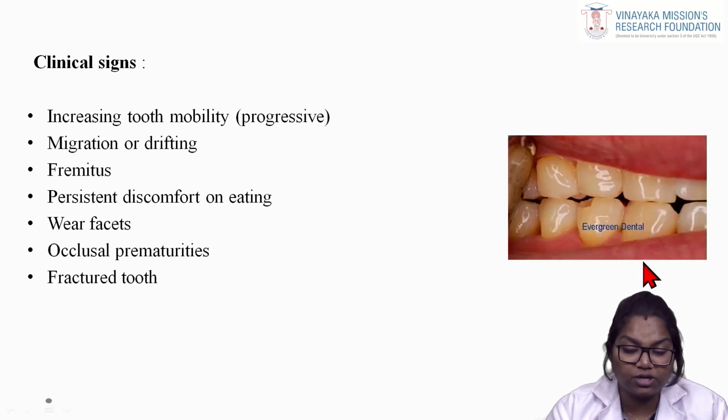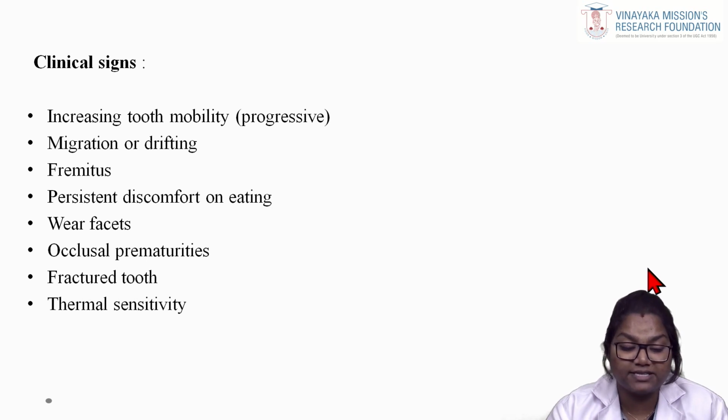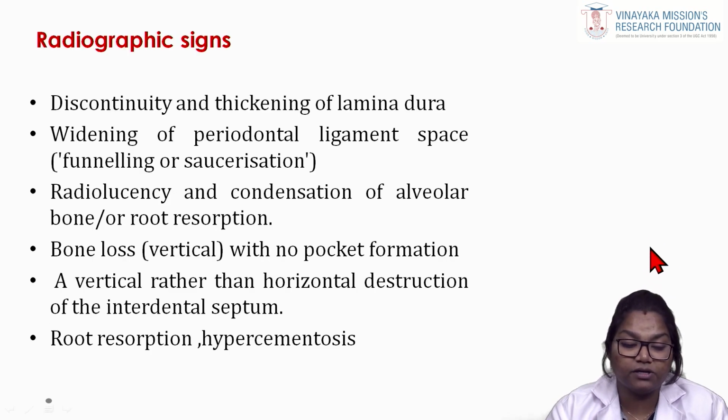Next one is your occlusal prematurities, fractured tooth because of the excessive occlusal force. Next is your thermal sensitivity. Then you have pain on percussion. So coming to the radiographic signs.